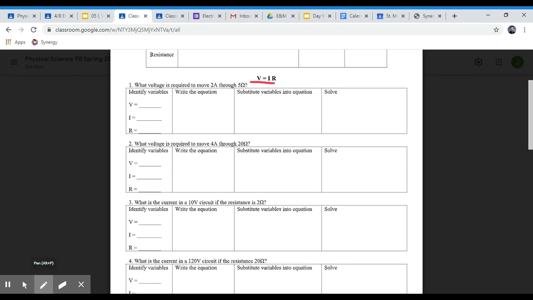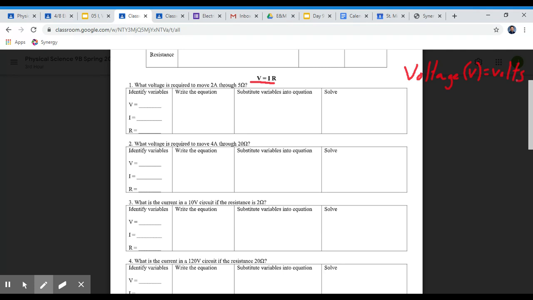With every single one of these problems, what you're going to want to do is just be able to identify your variables. And the easiest way to do that is by looking at the units, okay, and knowing how the units relate to one another. Voltage is a pretty easy one. Voltage, or V, we measure in volts.